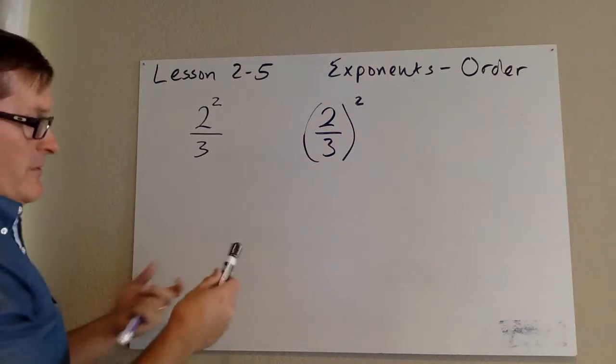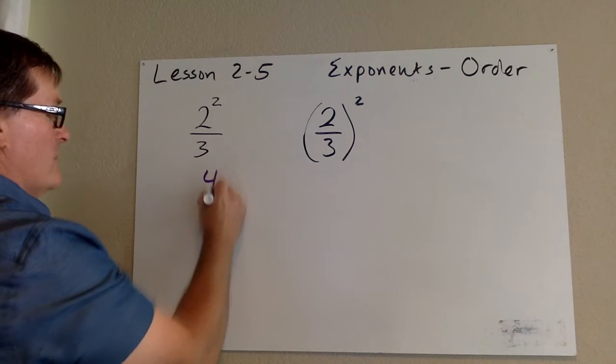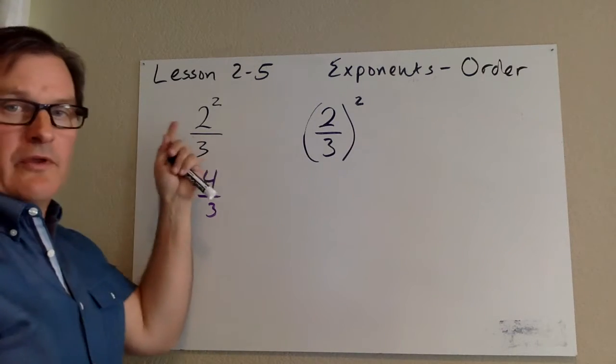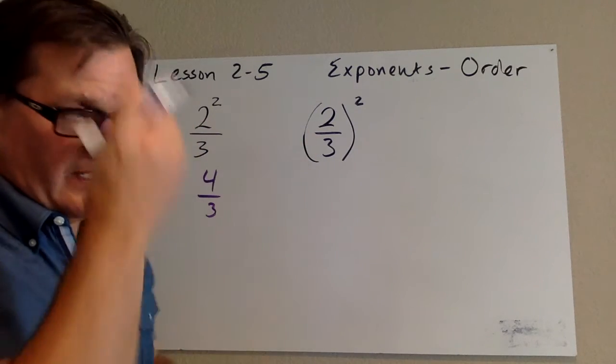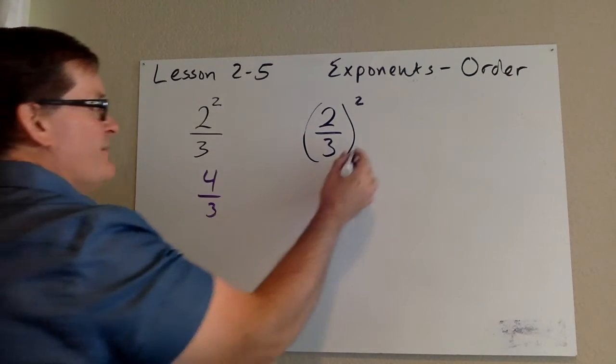So this one's saying we really should already know how to do this. This one's saying 2 squared. 2 times 2 is 4. 1 you can do in your head probably, over 3. The 3 is not squared, only the 2. That's obviously communicated here, separated by the fraction bar. So I deal with this, then I deal with this.